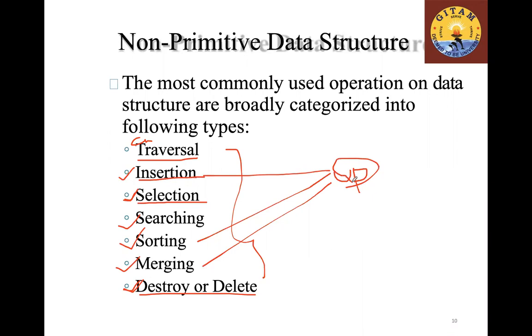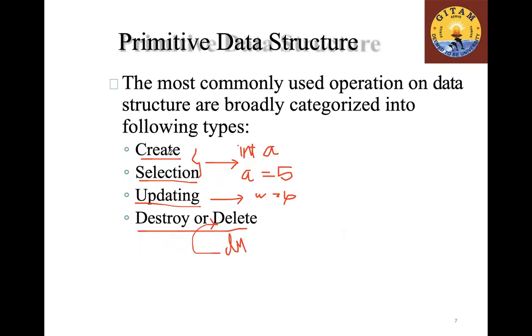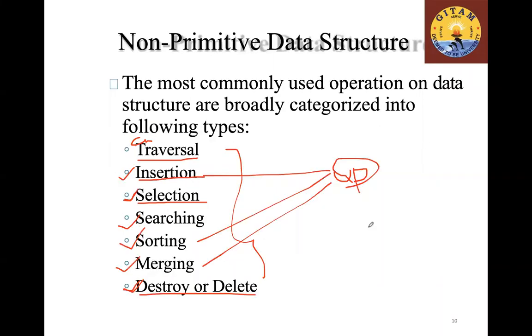So what is the difference between non-primitive and primitive? In primitive, you can only create, select, update, destroy, and delete. So now what are the common things that you have? Can you tell me, in both of these? I have clearly given you that insertion, sorting, and merging are update. They come under update. Now, can you tell me what are the common things between primitive and non-primitive, and what are the extra things in non-primitive?